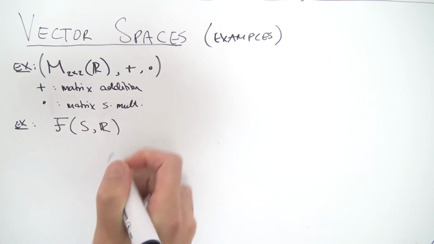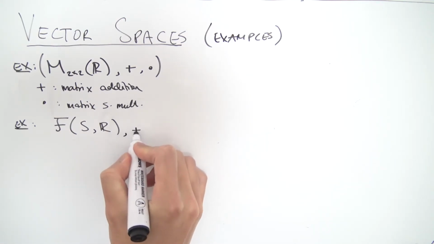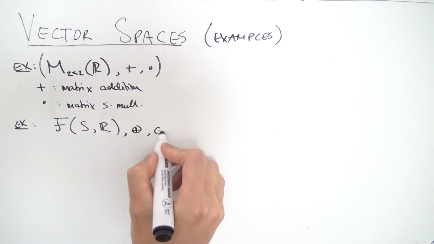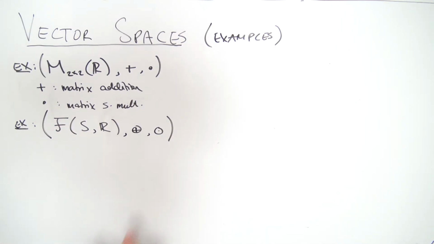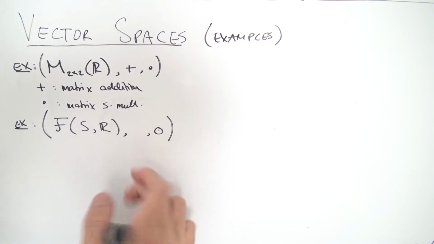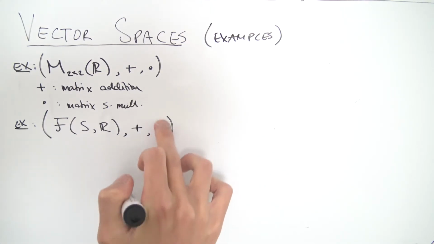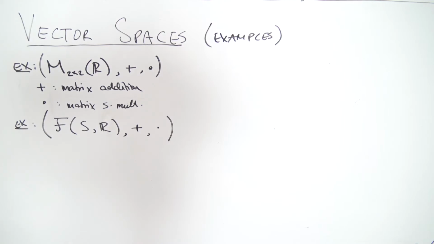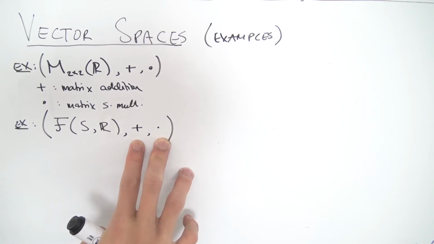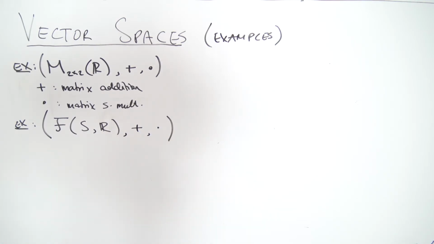We conclude that FSR equipped with circle plus and circle dot is a vector space. Sometimes you might drop these circles and just replace them with normal plus and normal times. The only reason I put circles here was to distinguish them from the real numbers. But if you understand that these are just two operations on the set, there's no real reason to put circles. You can just leave it as plus and multiplication, as long as you know what you're operating on.